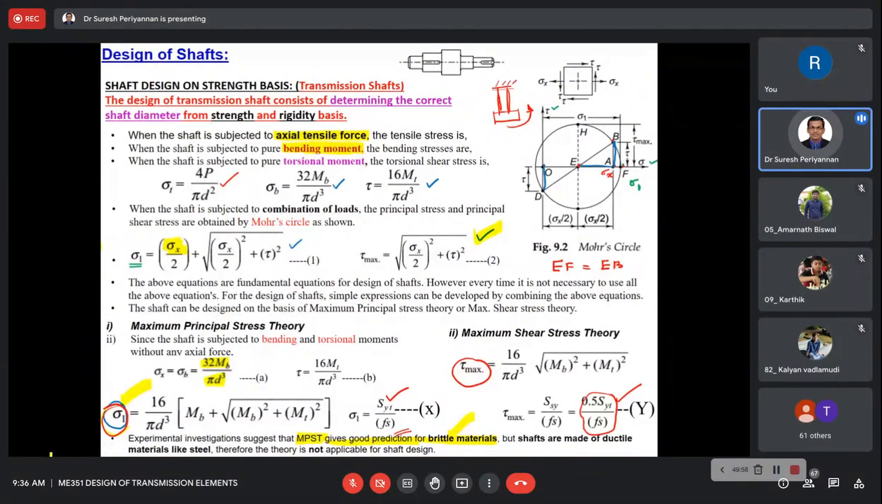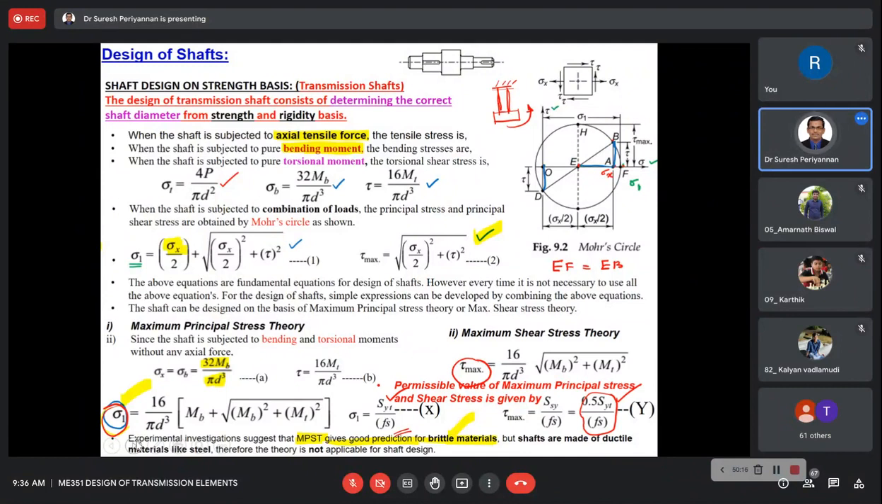Now, for ductile material, we can use the shear stress theory. I will come to that later. Ductile material, we can use shear stress theory. Okay.